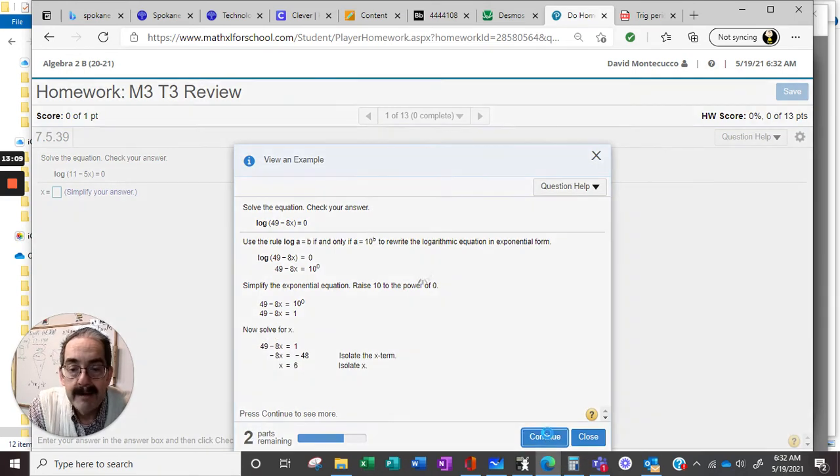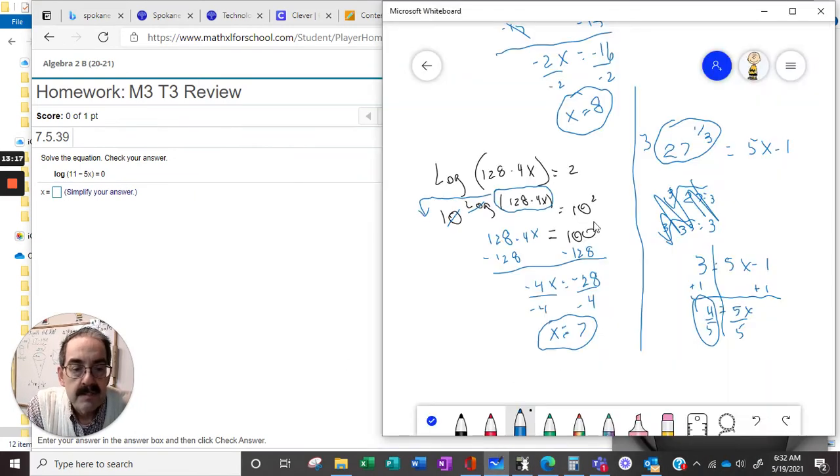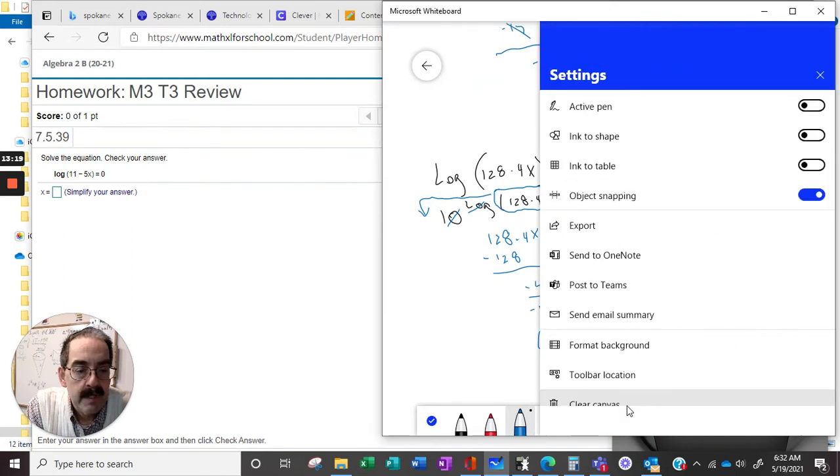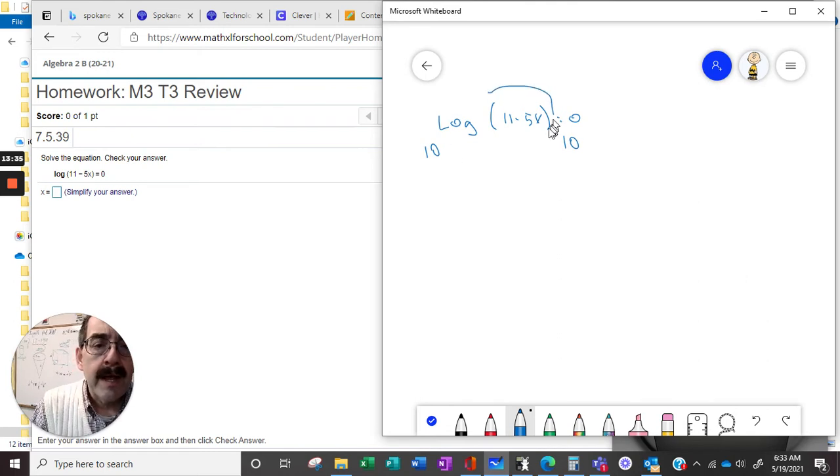Subtract. Add. Good. So in this one, 11 minus 5x. Let's bring this up. Clear the canvas. Now log of 11 minus 5x equals 0. 10 to this, 10 to this. And that isolates the exponent.